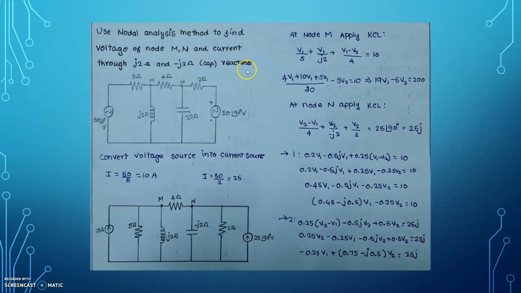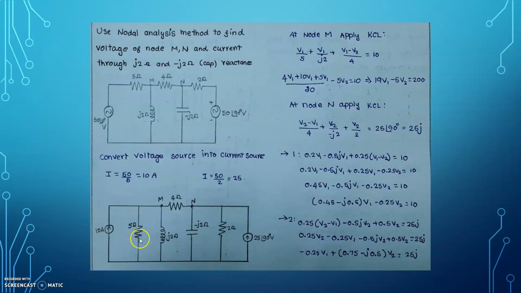Next, this is an example problem for AC analysis. Use nodal analysis method to find the voltage of node M and N and the current through the j2 ohm and minus j2 ohm reactance. So first you convert these two voltage sources into current sources. So you know already the procedure. The same procedure you have to follow for this one.